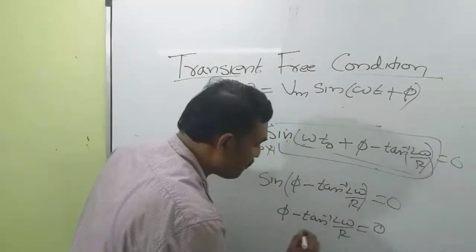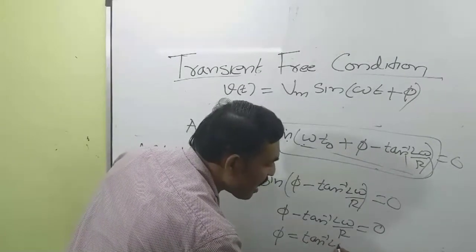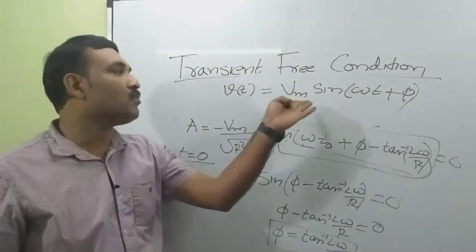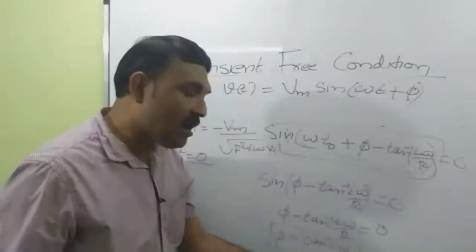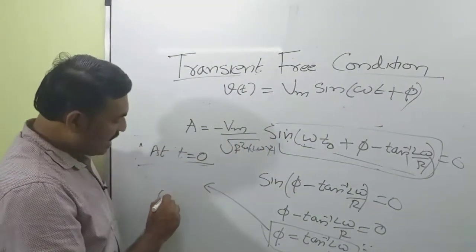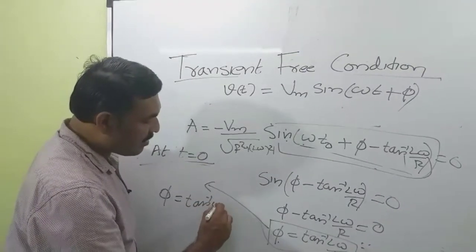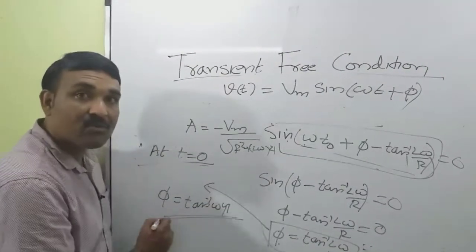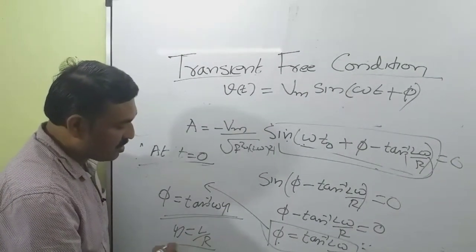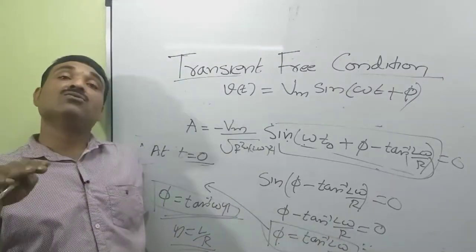This is equal to 0, or phi is equal to tan inverse L omega by R. So this is the condition for transient free if the input is in this form. So what is L by R? We know that L by R is the time constant. So we can write phi is equal to tan inverse omega tau, where tau is the time constant of an RL network. Tau is equal to L by R. So this is the value of phi for transient free condition if the switch is closed at t is equal to 0.